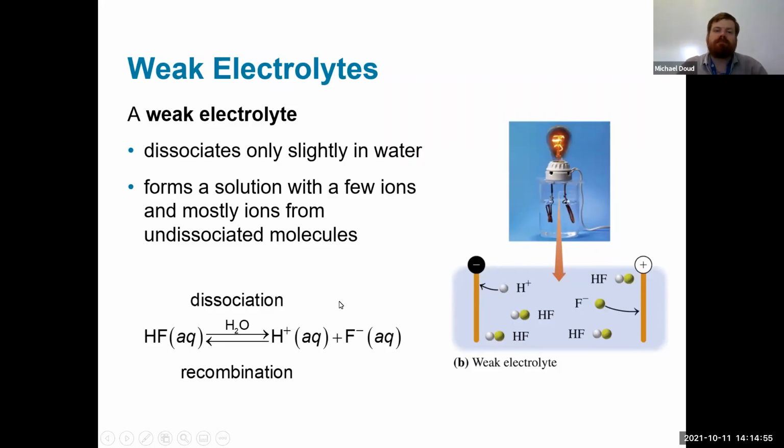Now, a weak electrolyte is exactly what it sounds like. It only partially dissociates in water. We haven't talked too much about this yet because it's a more complicated topic, but basically, these dissociation reactions have a reverse reaction, which is the recombination reaction. For example, hydrofluoric acid is a weak electrolyte because in water, about 1% of the HF molecules will dissociate into hydrogen ions and fluoride ions. So we have about 99% HF molecules, which are not ionic. And the ionic compounds are what is important in terms of conducting the current.